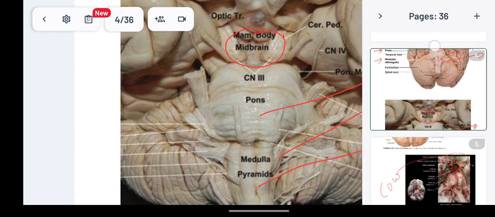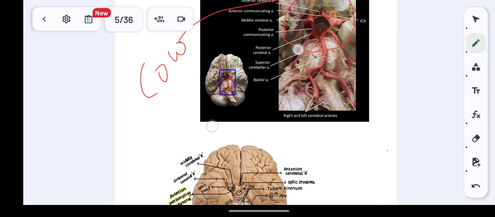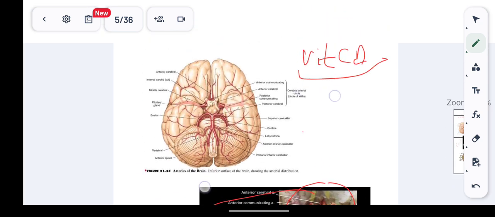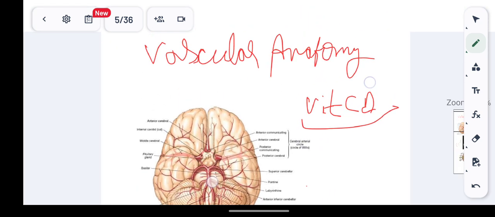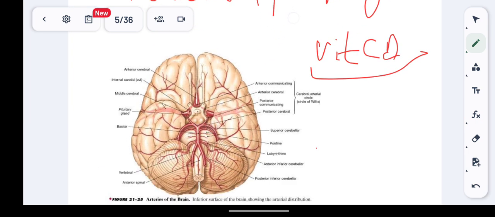So coming to vascular anatomy, this is important to understand, and this is very easy. We don't have to be afraid of anything in this. Why are we discussing this? Because we have to differentiate which artery is involved in which of the syndromes.